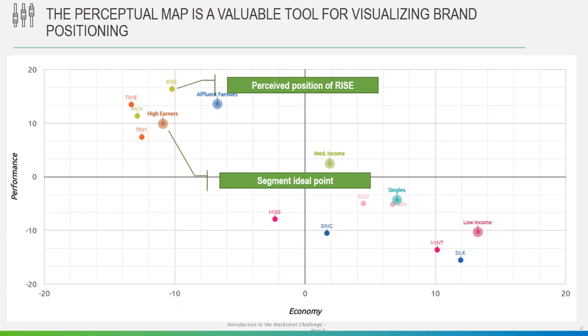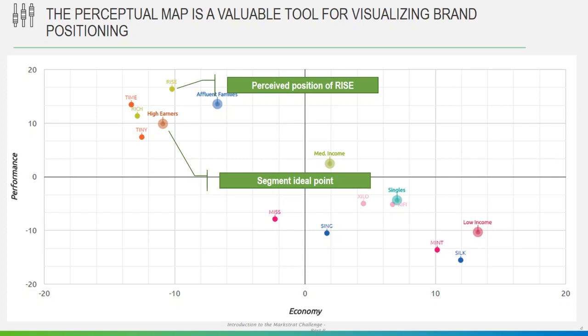You also have these two-tone circles that have the names high earners and affluent families above them. Those are the ideal values for the target segment. So your high earners are looking for a clinite with an economy level of about negative 10.5 and performance level of positive 10. You can see here that the brands most in line with what high earners are looking for would be Tiny, Rich, Time, and Rise.